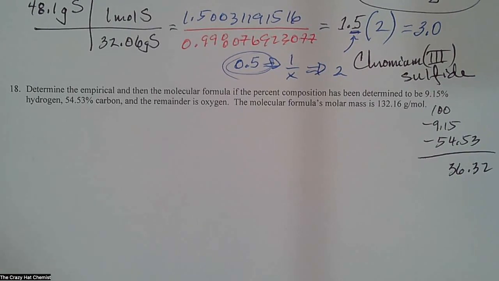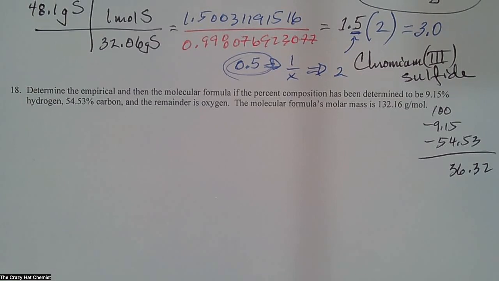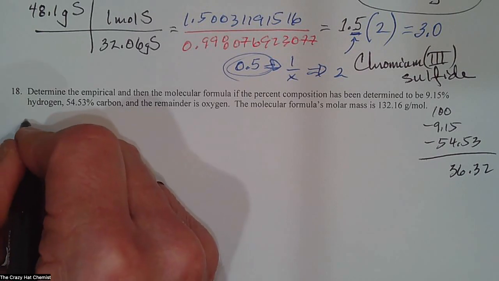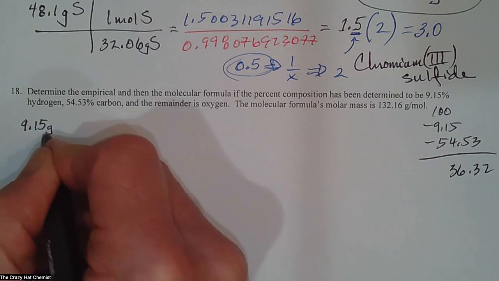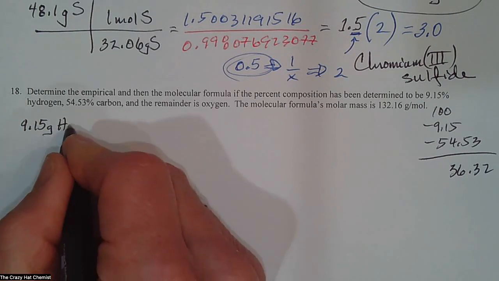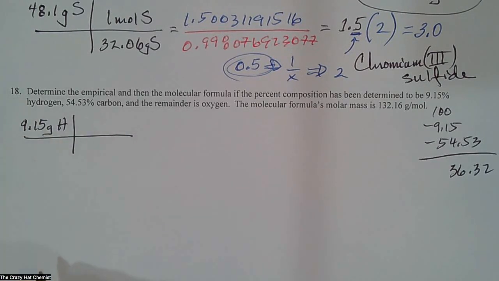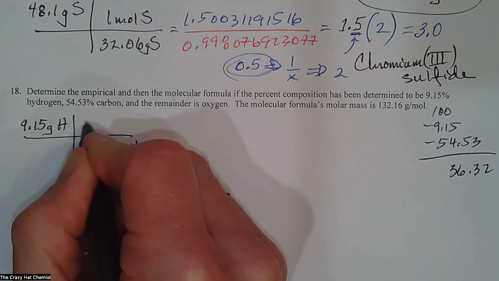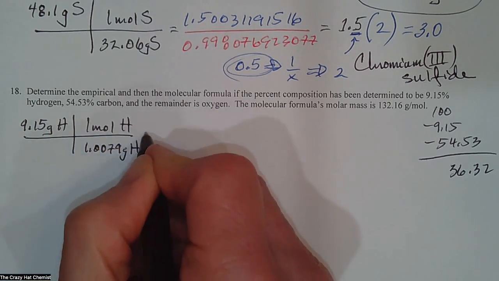Okay, so I'm going to do the same thing that we did on the last problem. We're first going to get the empirical formula, and then we will work on the molecular formula. So again, the empirical formula is the simplest whole number mole ratio. So let's work on that first. So I have 9.15 grams of hydrogen, and we're going to convert this into moles. So that's 1.0079 grams hydrogen, and that's 1 mole of hydrogen.